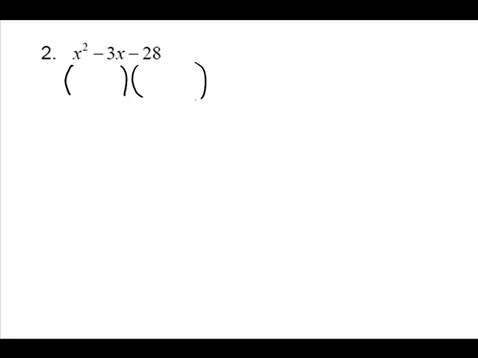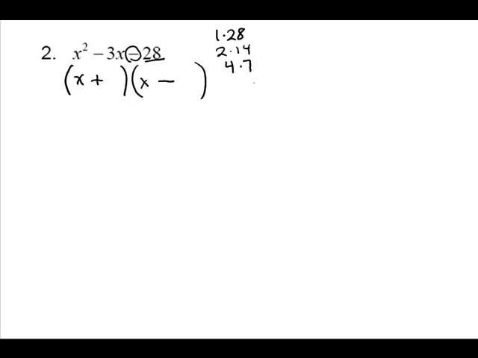Also, you can do your sign rules. The sign of the last term is negative, so you're going to have 1 of each. You're going to split the x's, and you're multiplying to get a 28. So make your list. 1 times 28, 2 times 14, 3 doesn't work, 4 times 7, and I think that's all. Then it would flip over.